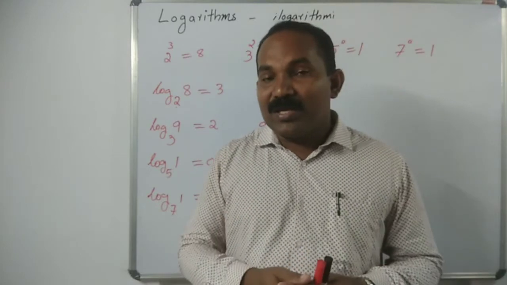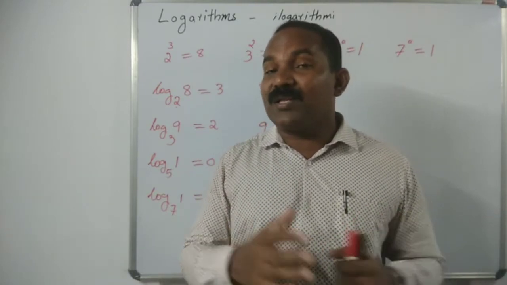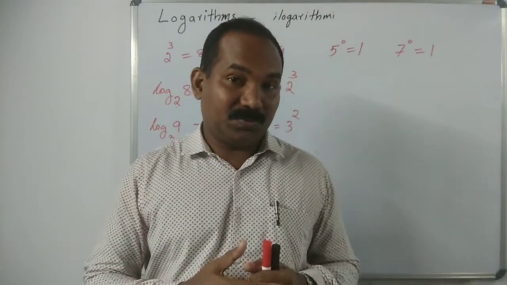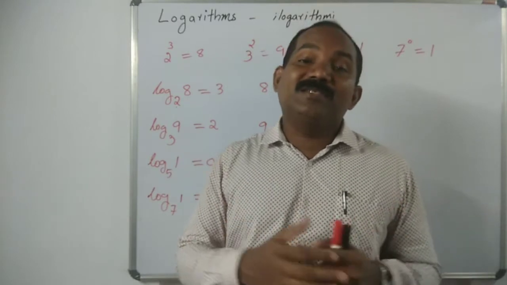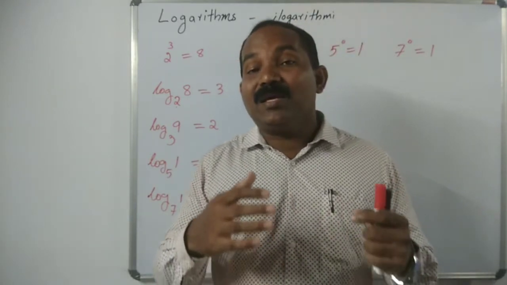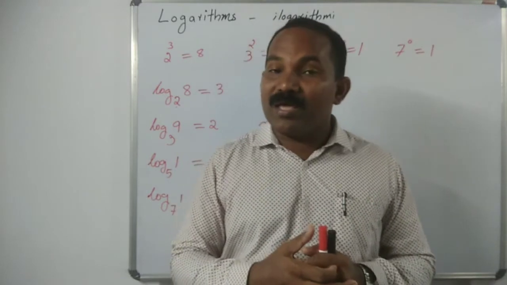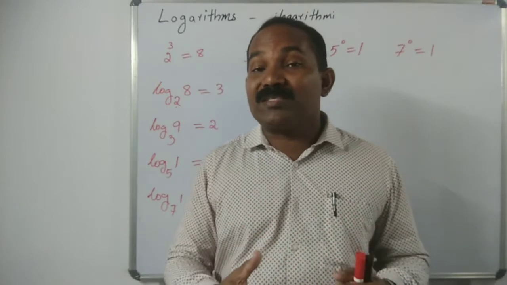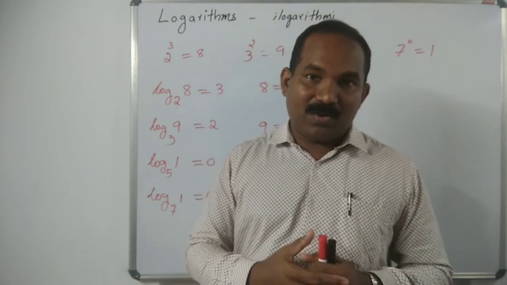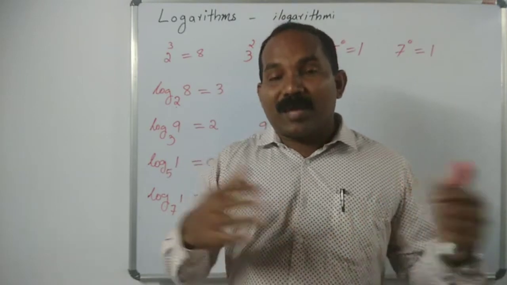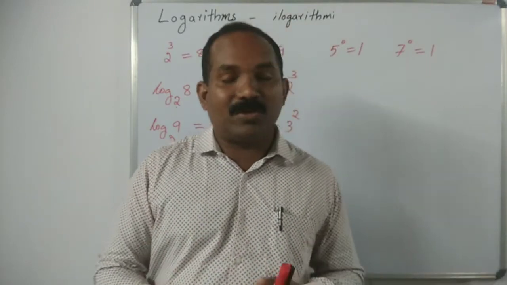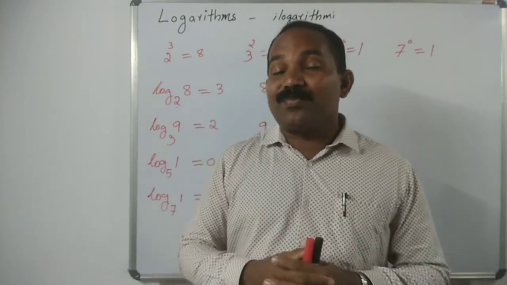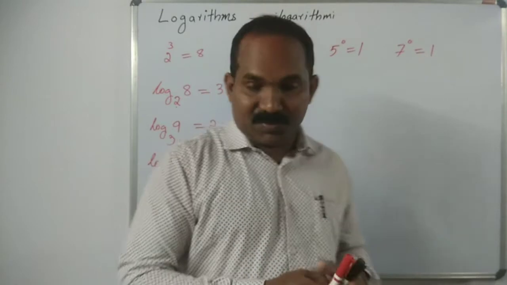As you know, the equilibrium constant and the free energy change, delta G, is equal to minus RT natural logarithm of K, or minus 2.303 RT log base 10 K. Then in chemical kinetics, various equations are there. Log forms are there. So let's discuss some laws for logarithms.